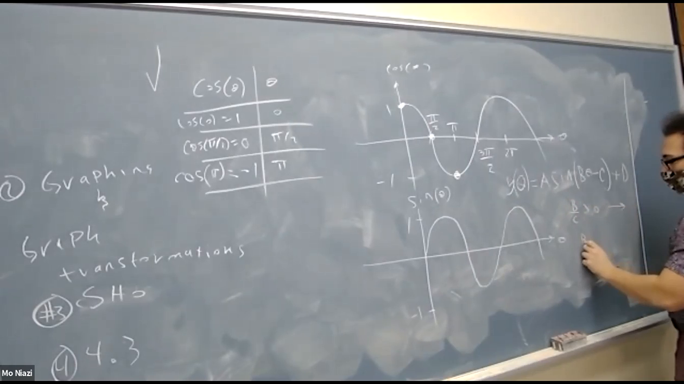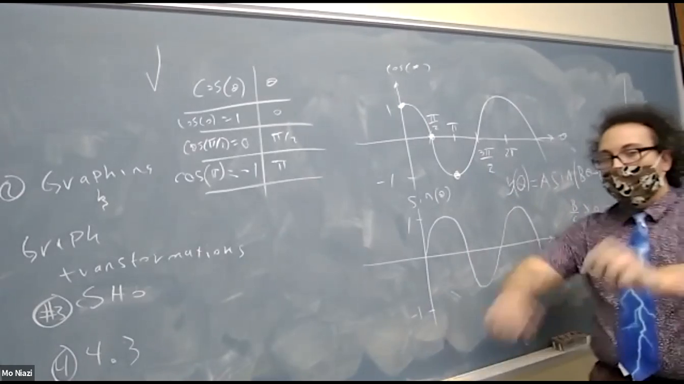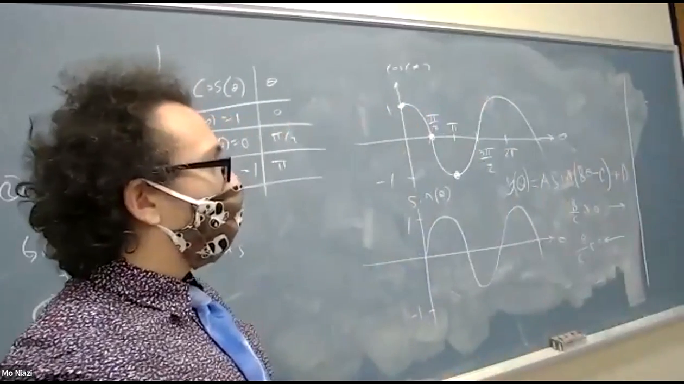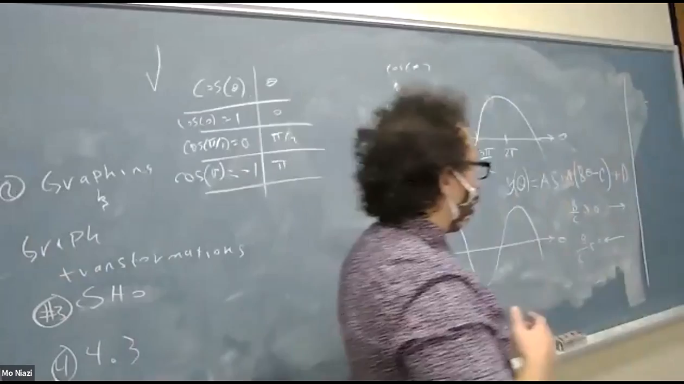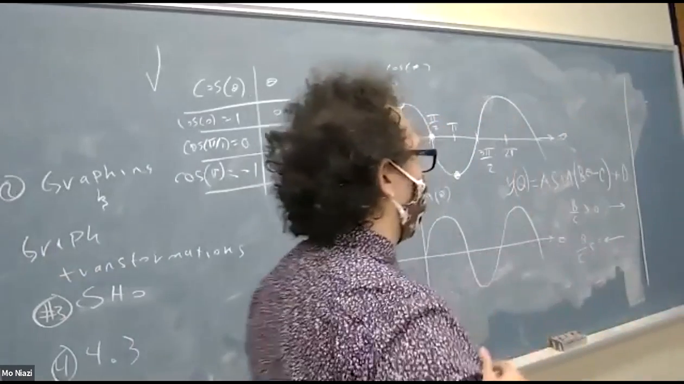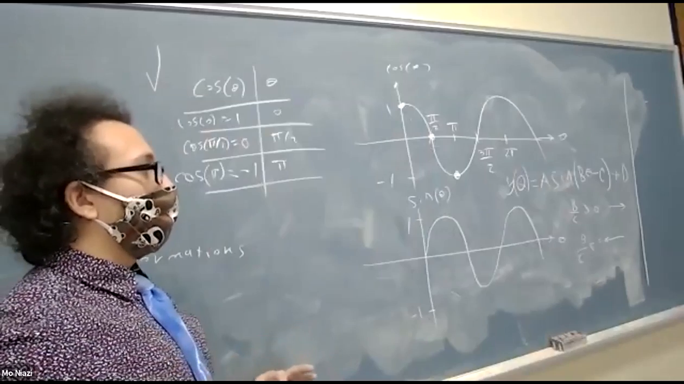And if B over C is less than 0, it goes to the left. So that ratio tells you whether it's going left or right. And what is the amount at which it goes left or right, as you said, Travis, is C. But whether it goes left or right is dictated by B over C.